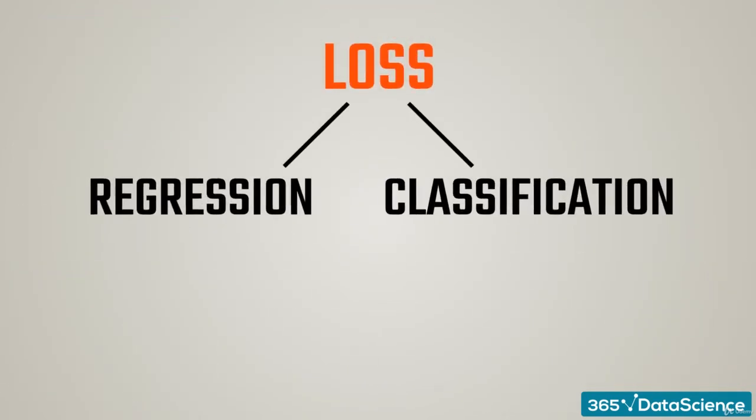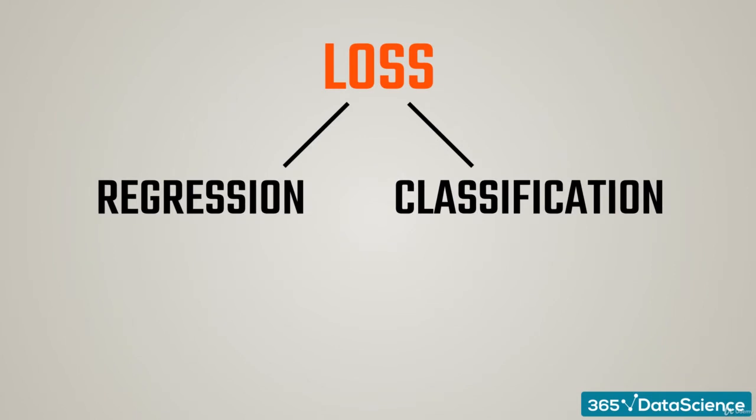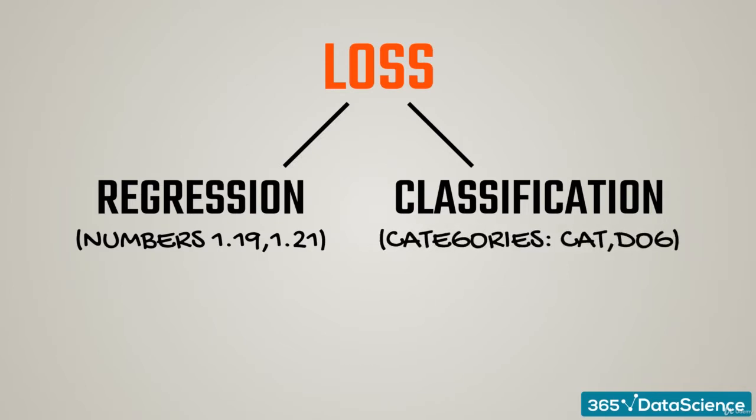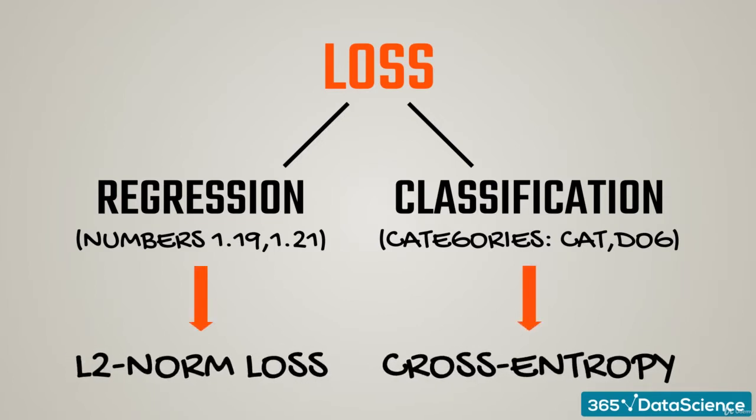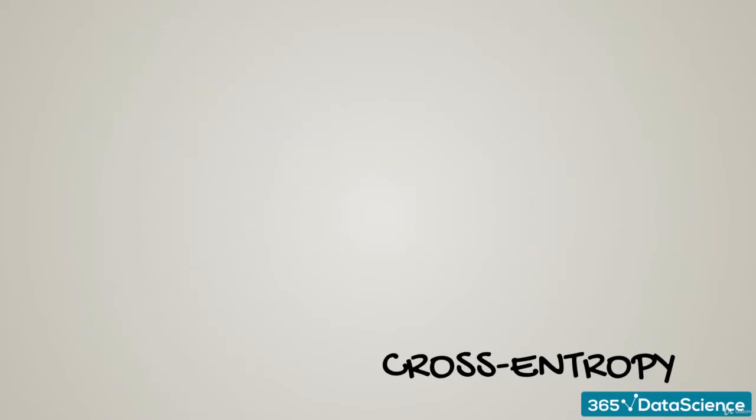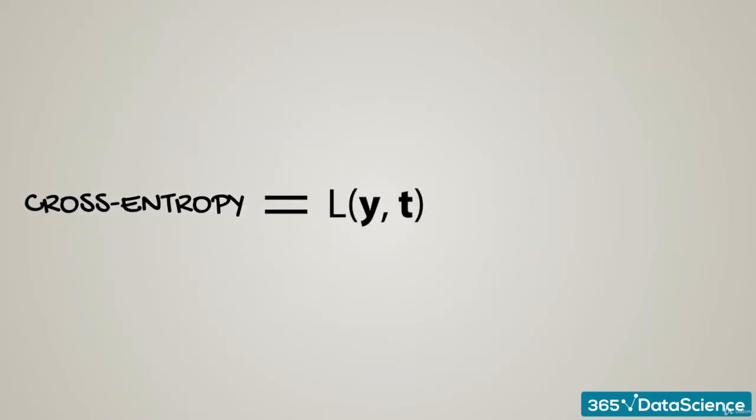Hi, and welcome back. What about classification? We discussed that the output of a regression is a number, but for classification, things are different. Since the outputs are categories, like cats and dogs, we need a better suited strategy. The most common loss function used for classification is cross-entropy, and it is defined as L of y and t equals minus the sum of the targets times the natural log of the outputs.